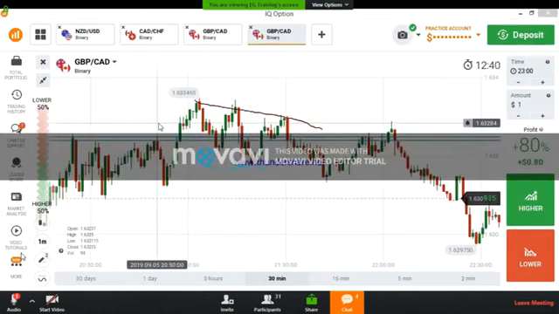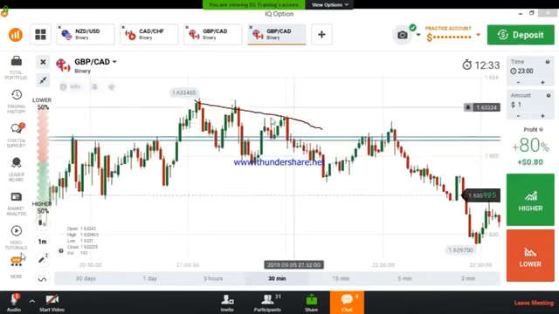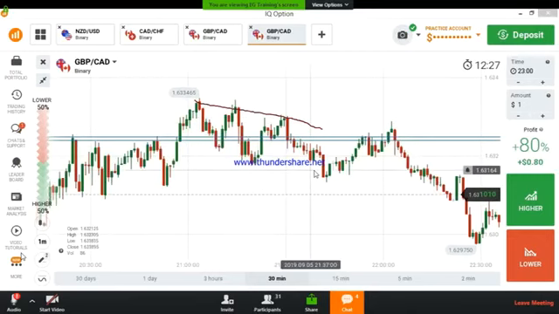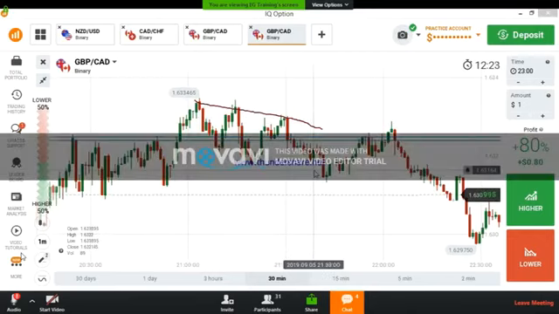Sir, what is the percentage this level will work? I will explain this topic in the third class. I am explaining only the horizontal lines right now. I will explain those topics also, don't worry. If you have any questions on this topic, you can ask.